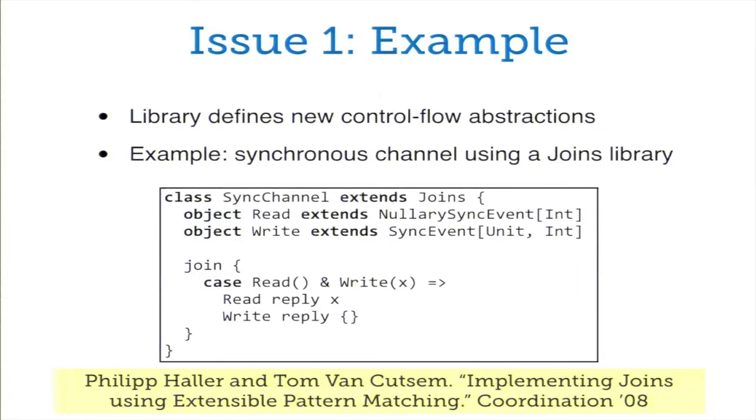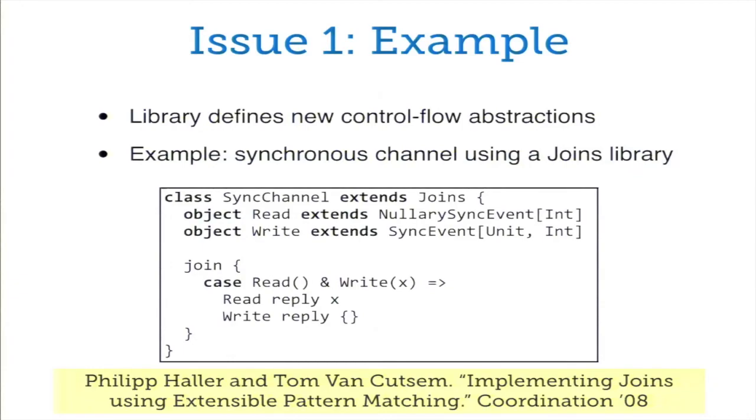Okay, let me give you a more extreme example. As I mentioned, in 2008, I released this joins library, and it's actually quite interesting. You can express synchronization constraints using join patterns. Here we're declaring a class that inherits from some library-provided class. We declare so-called events. These are singleton objects. In Scala, singleton objects are built into the language, and they have corresponding singleton types, so it's a very first-class concept in Scala. These singleton objects, read and write, are events. We can invoke them to read and write from this synchronous channel.